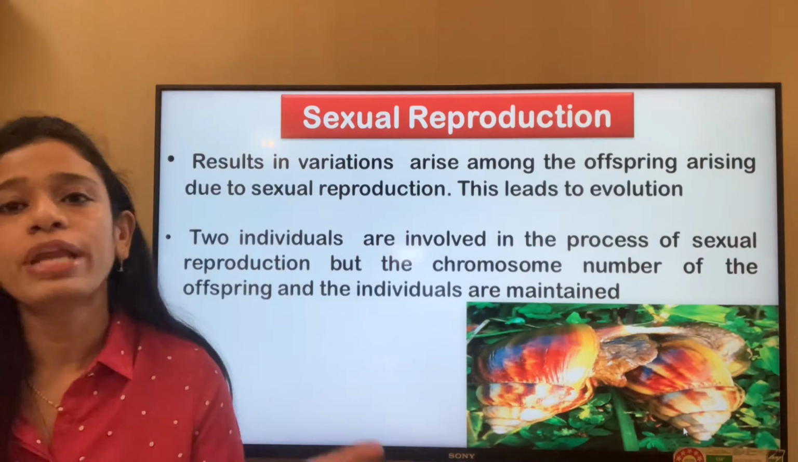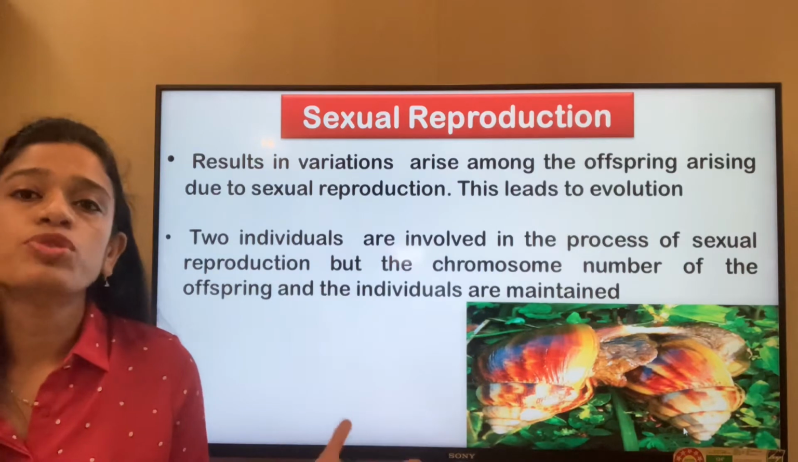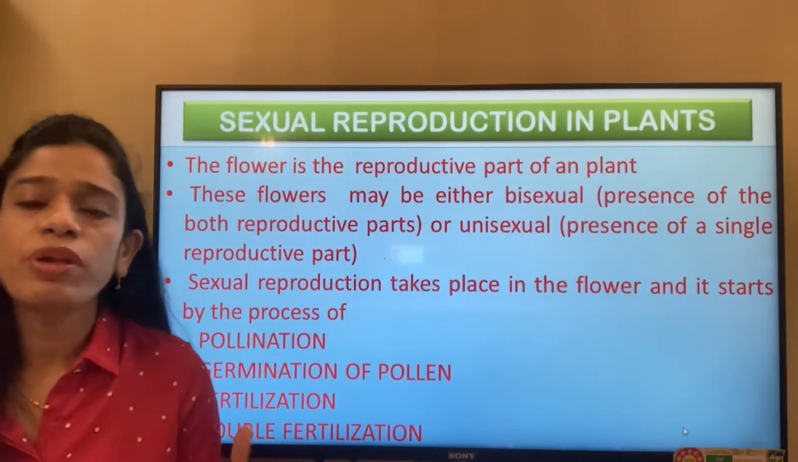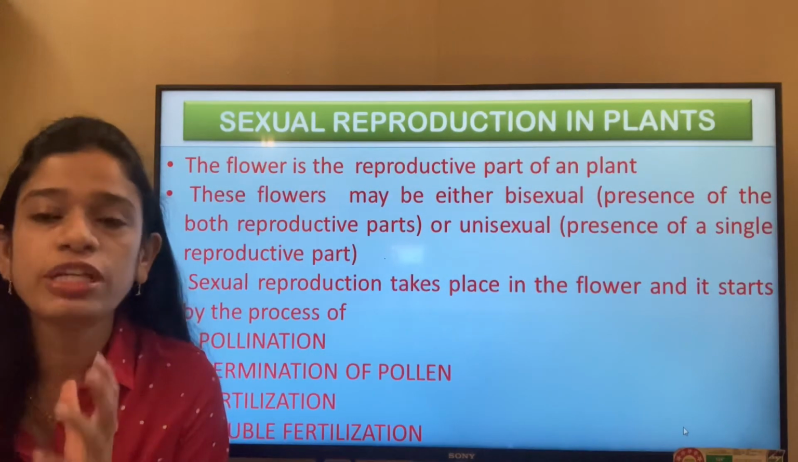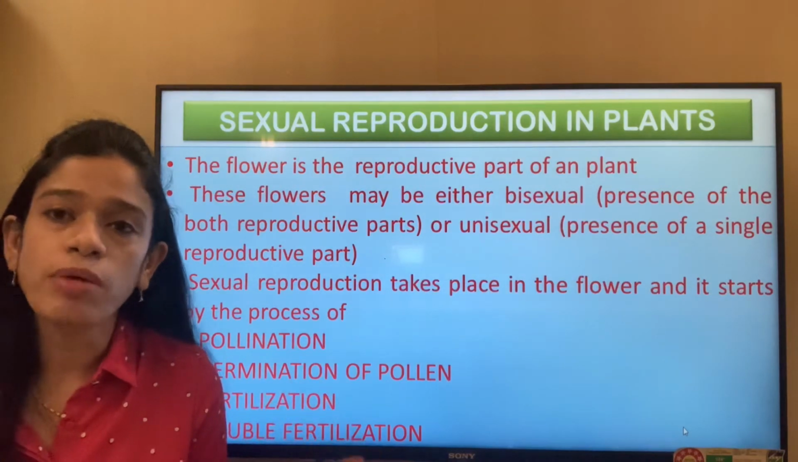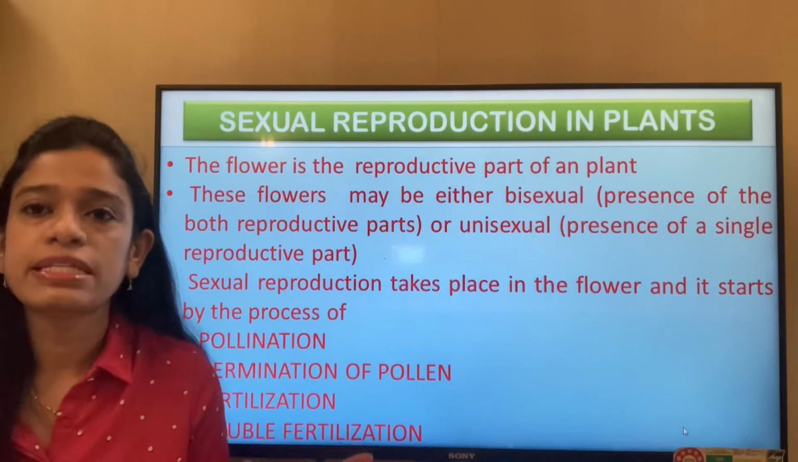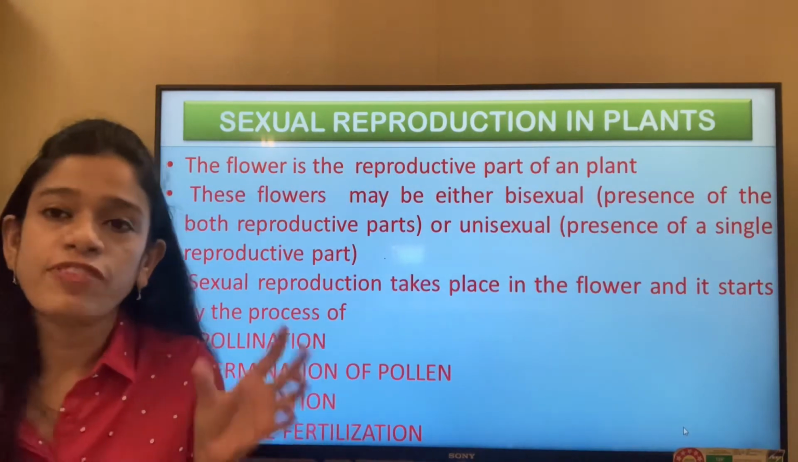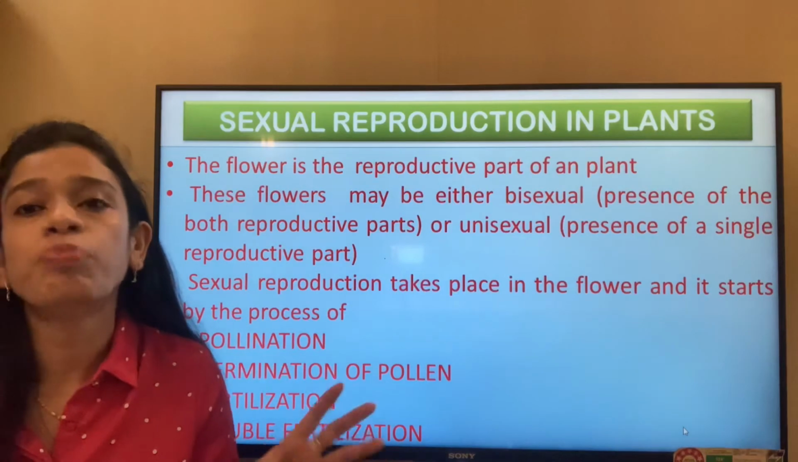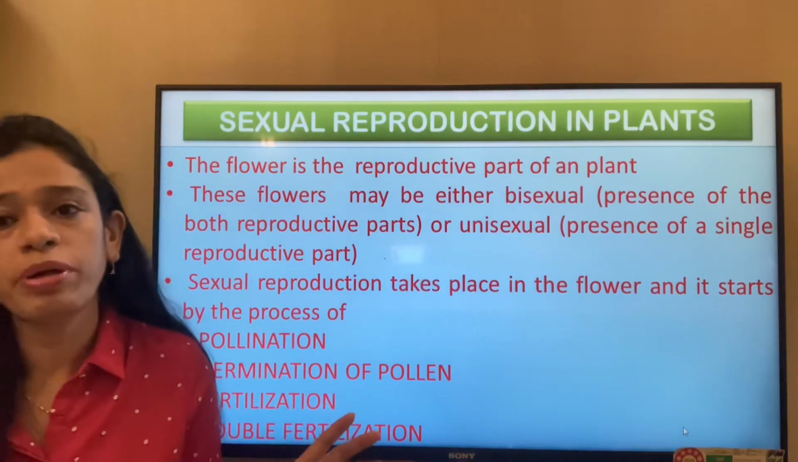So the zygote again gets back the original chromosome number. When we talk about sexual reproduction in plants, first what comes to our mind is that sexual reproduction in plants takes place in a flower. The flower is the reproductive part of the angiospermic plant.